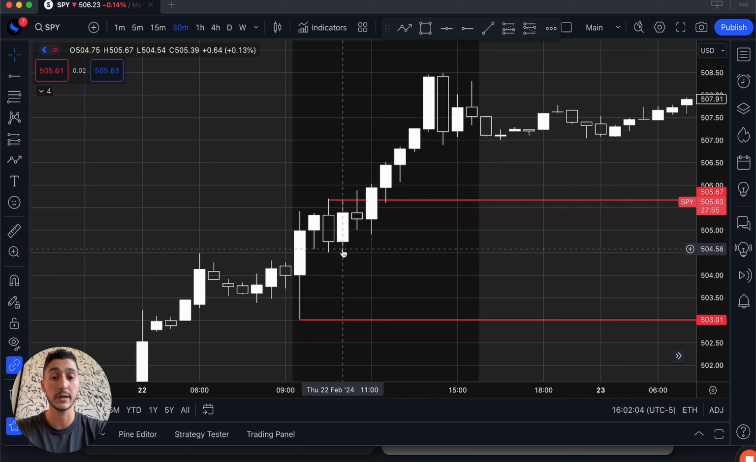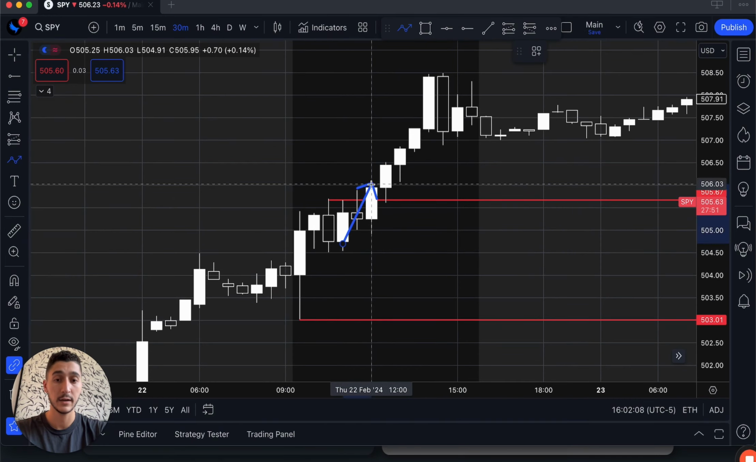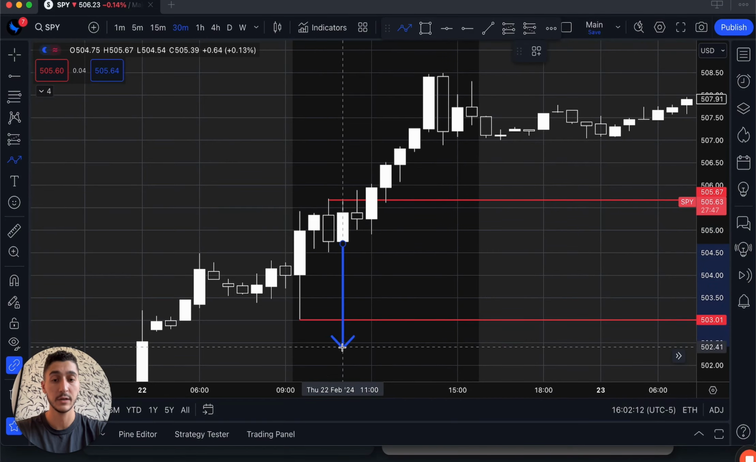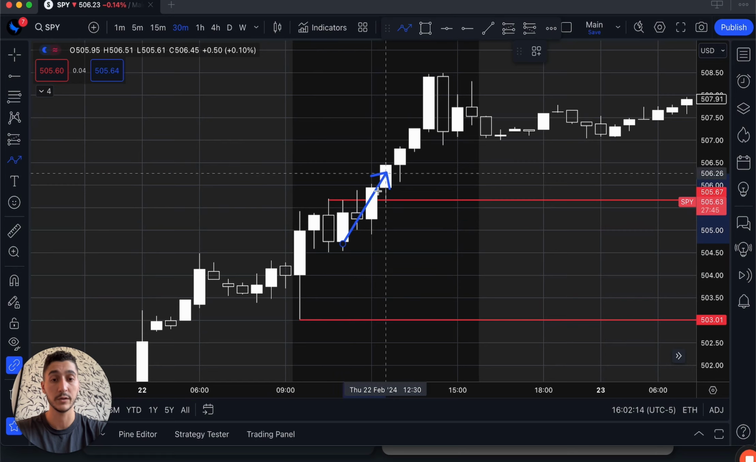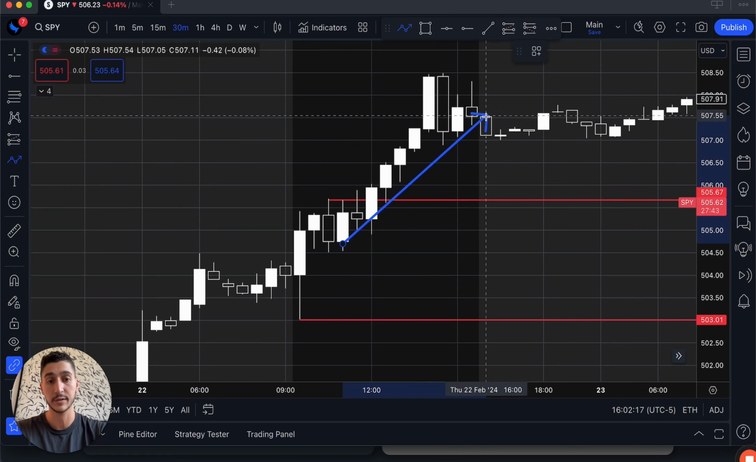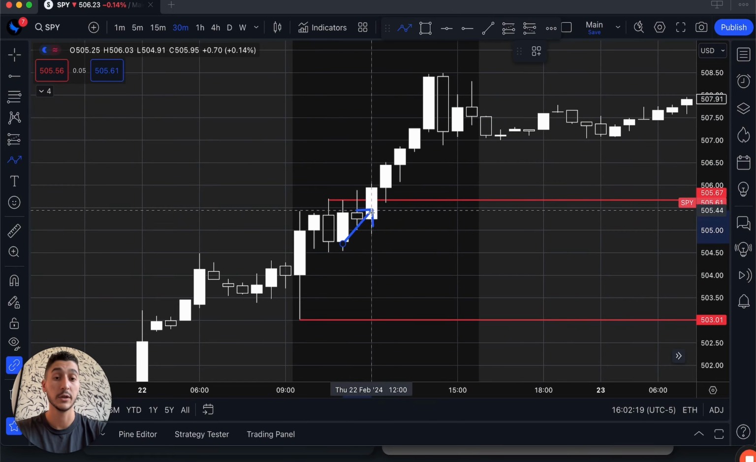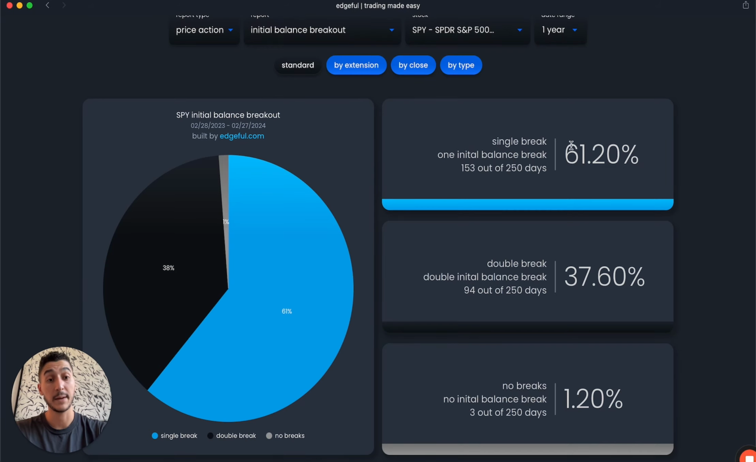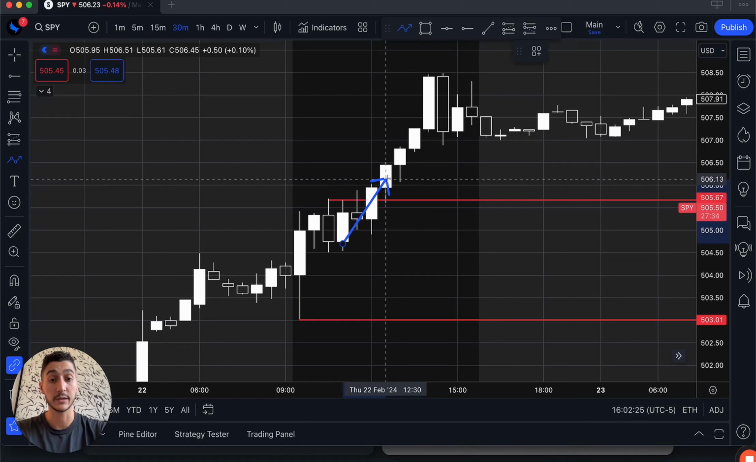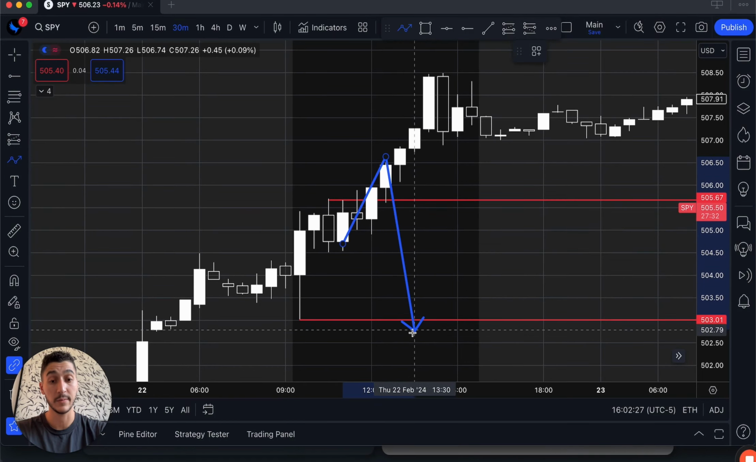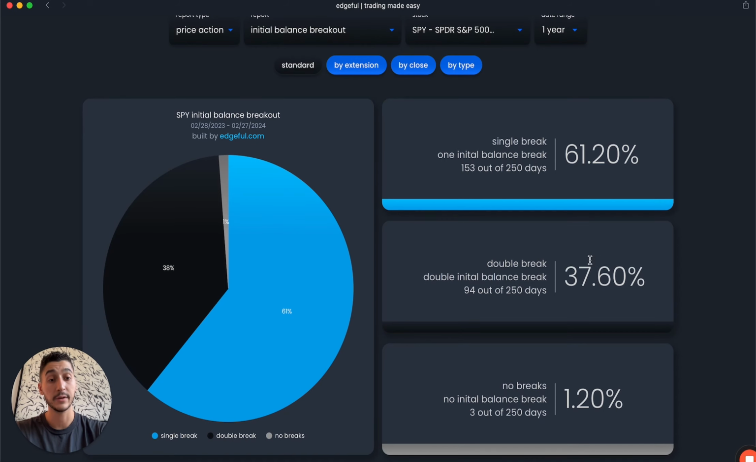So a single break is after 10:30, only one side of the initial balance is broken. So here is the high of the initial balance. Here is the low. You can see only one side was broken and it continued for the rest of the day until it closed. So only one side was broken. That happens 61% of the time. A double break is if it breaks the high and then comes all the way back down to break the low. That only happens 37% of the time.